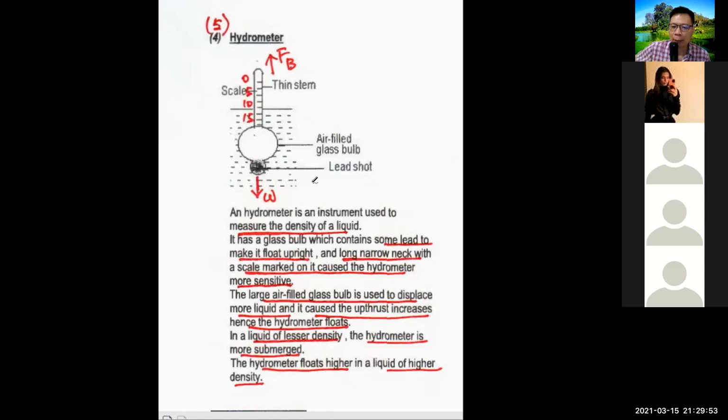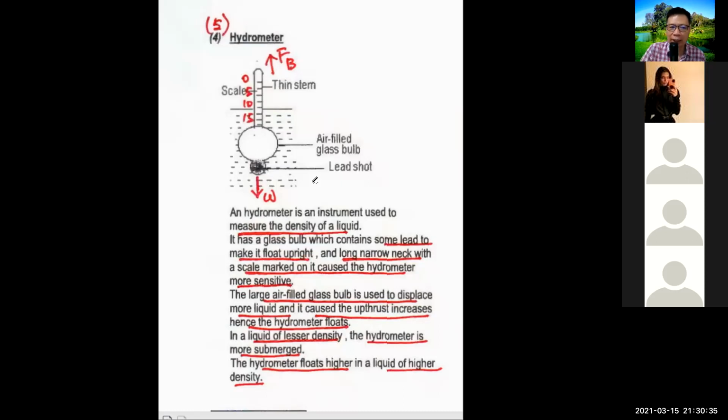There are a few things I remember that always came out in the SPM. They ask you to design a hydrometer which is more accurate, more sensitive, and can measure a bigger range of density. So how do you design it? I repeat my question: it should be more sensitive, measurement more accurate, and can measure a bigger range of density. How do you design the thing? It's a 10 marks question in the SPM.